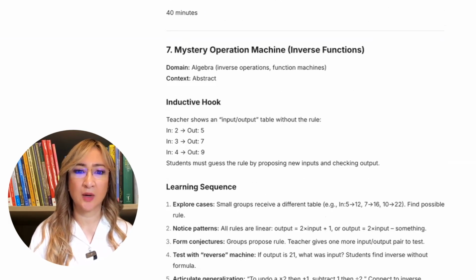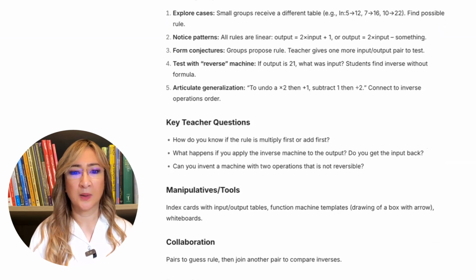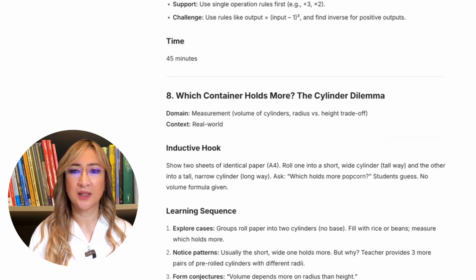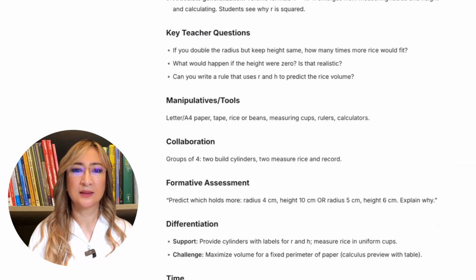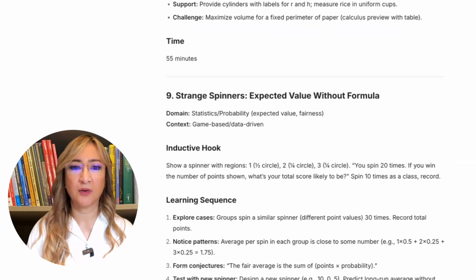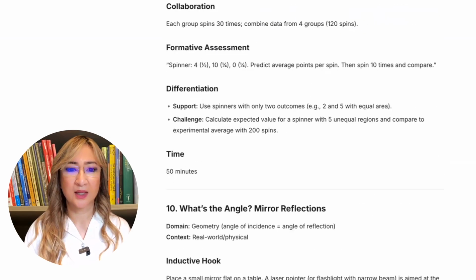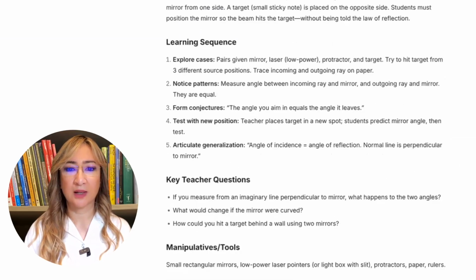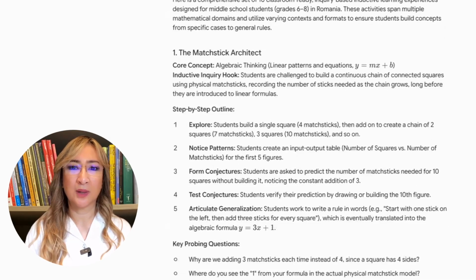Inverse functions, looking at operation machines. Okay, and which container holds more? Looking at the cylinder dilemma. Okay, let me just look at the last 2. Strange spinners, expected values without a formula, statistics. And what's the angle? So looking at angle of incidence and angle of reflection. Okay, all right, they're the 10 ideas from DeepSeek. Let's have a look at Gemini, and then I'm going to give you my final opinion.